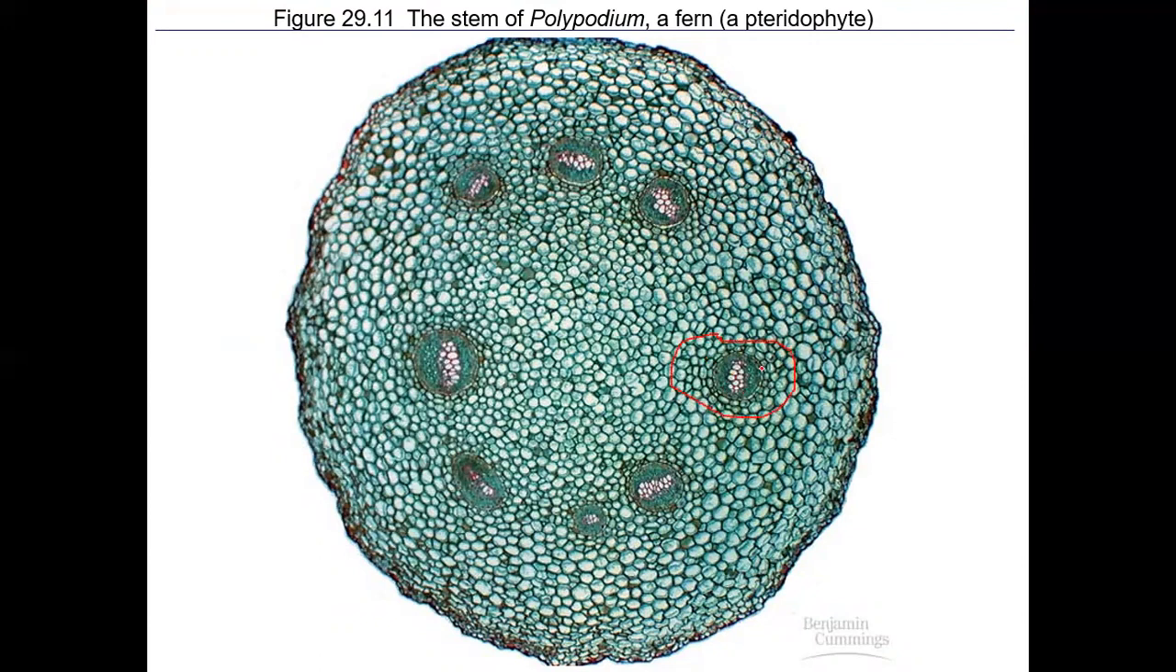A vascular tissue is a tissue that has to do with transport. These areas on the outside are going to transport sugars and things, food, and the big ones inside are going to transport water. Because we have a transport system for food and a transport system for water, ferns can get a lot bigger than mosses. Mosses do not have these.